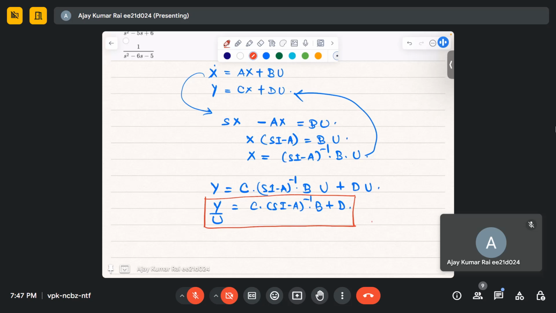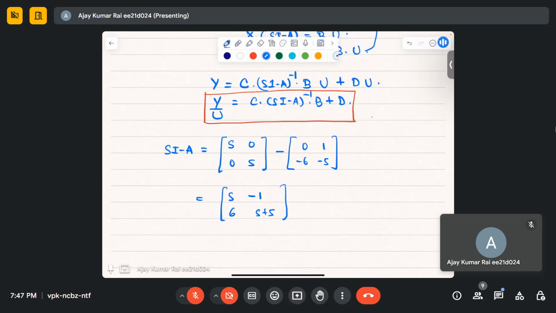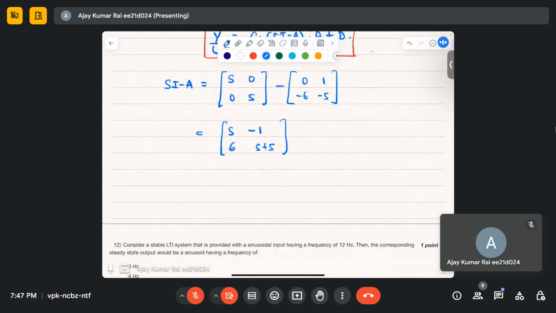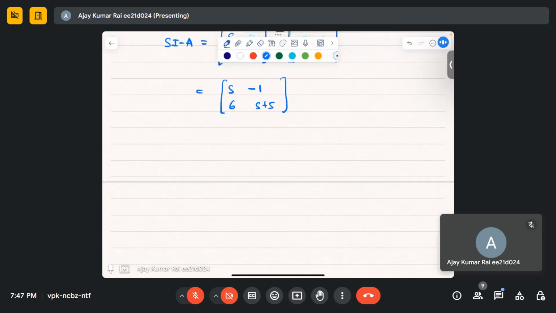What is important is that first we'll calculate the (sI minus A) inverse of that. So that's very important for us. Let's first calculate sI minus A. This is a 2 into 2 matrix. A is, we know, 0 1 minus 6 minus 5. So what you'll get is s, minus 1, 6, s plus 5. We'll find the adjoint of that. So directly I'm writing. It's a matrix thing.